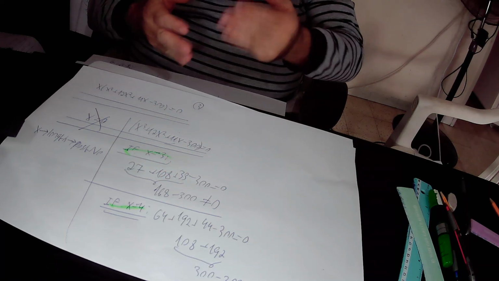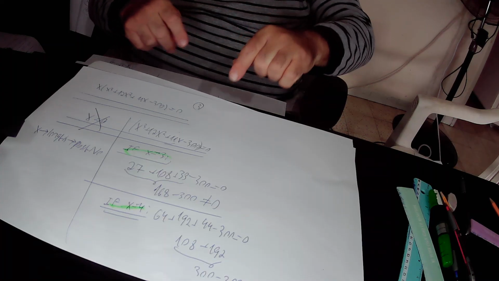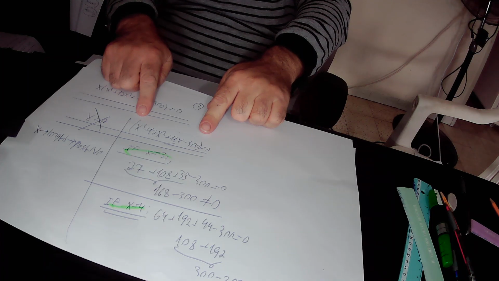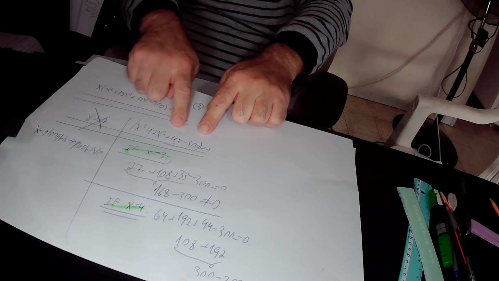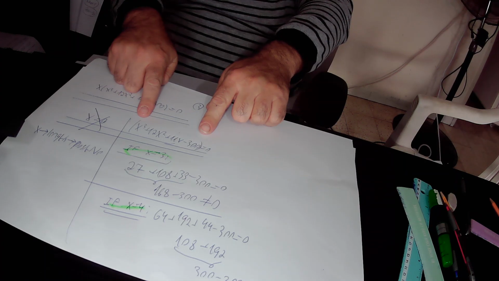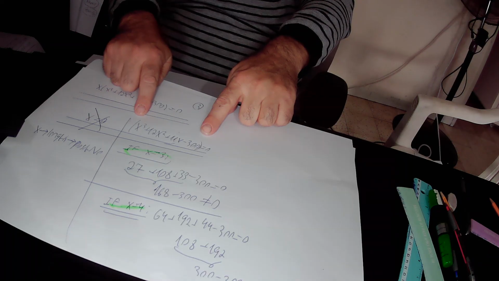So x equals 4 solves this equation, and therefore we can express this equation in a different way. This expression equals x minus 4 times x squared plus 16x plus 75. So we substitute this expression by x minus 4 times x squared plus 16x plus 75.